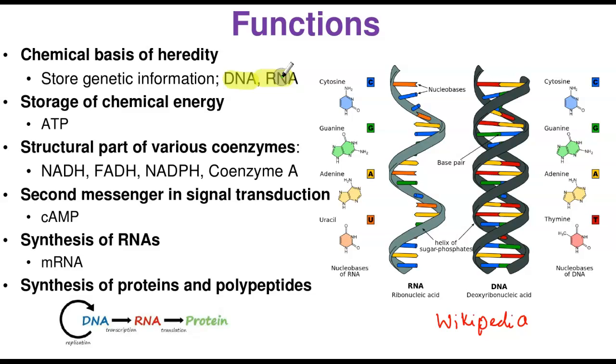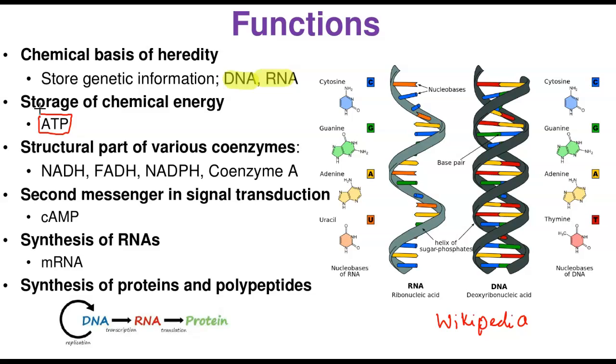Then another important function we need to know is that they store chemical energy. The hydrolysis of high energy phosphate, ATP, is the basis of coupling exergonic reactions to endergonic reactions in metabolism, which drives all the reactions we see in intermediary metabolism. ATP itself is a nucleotide. It is adenosine triphosphate, a nucleotide on its own.